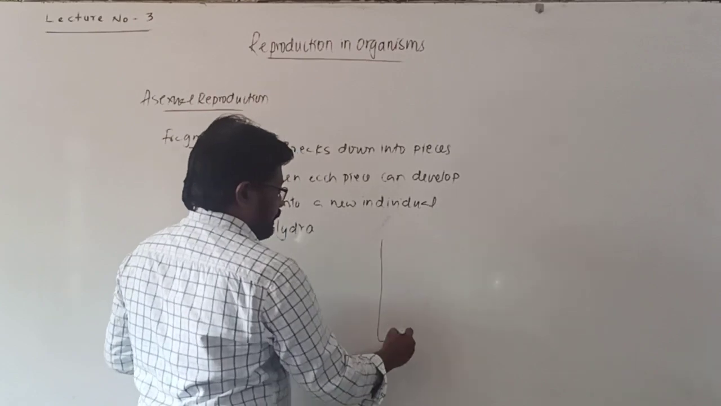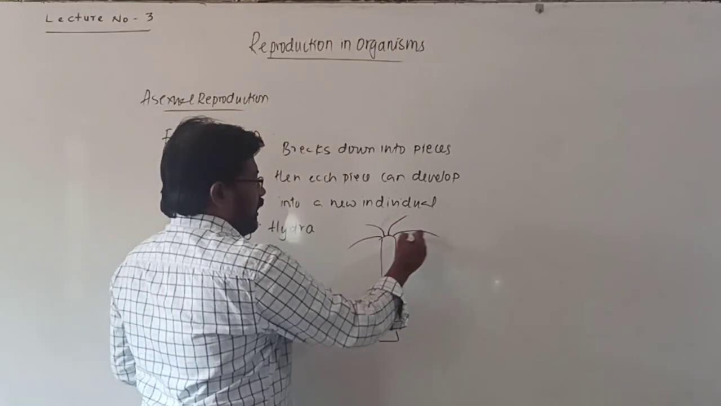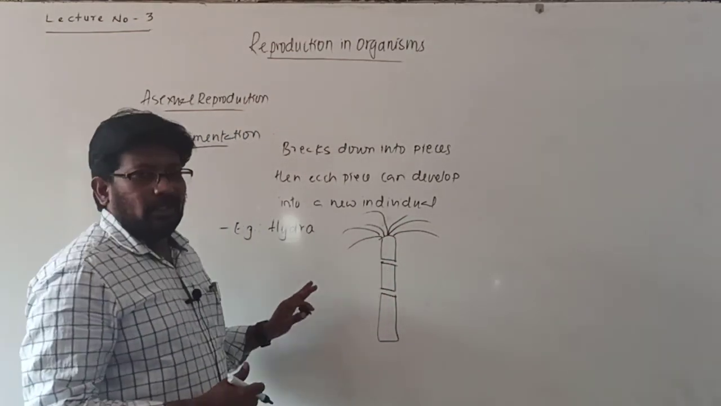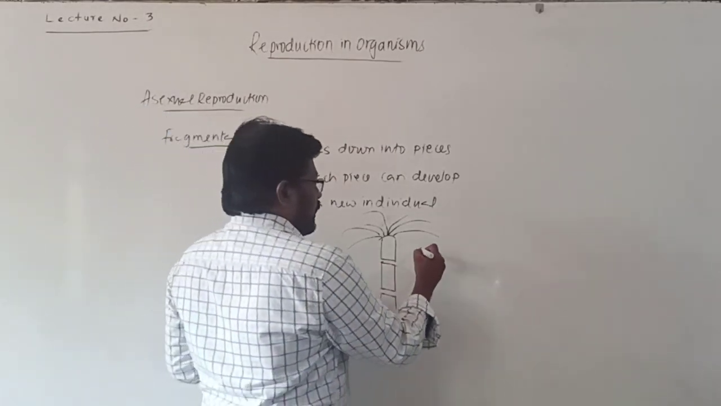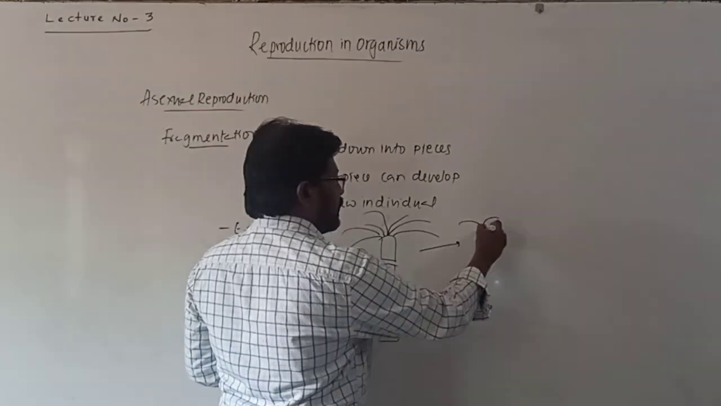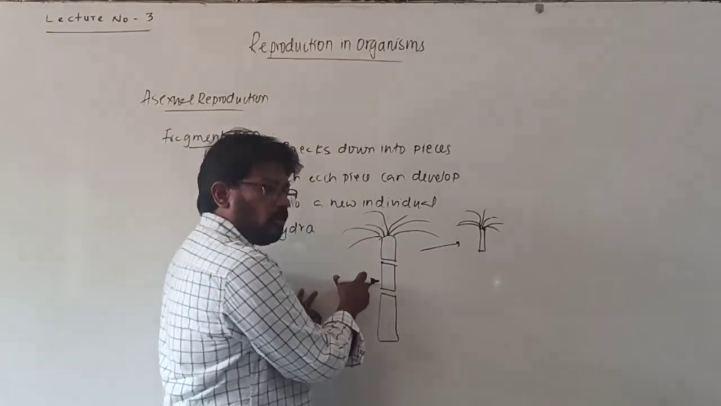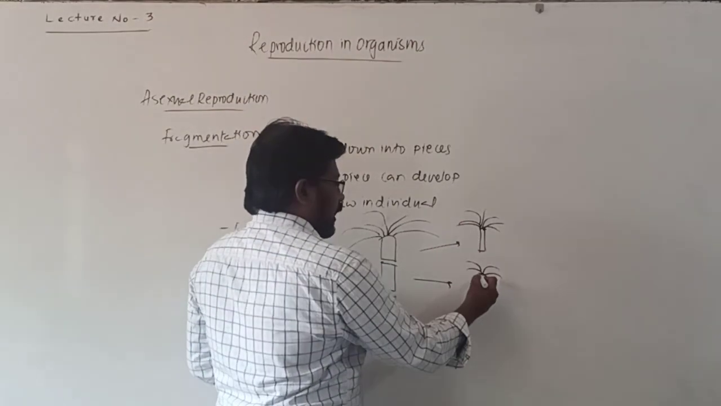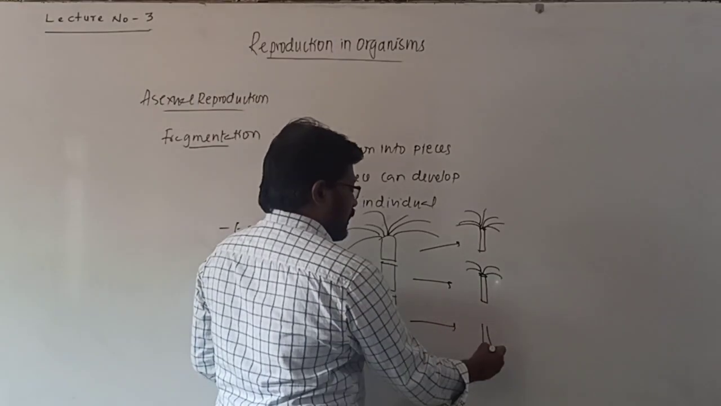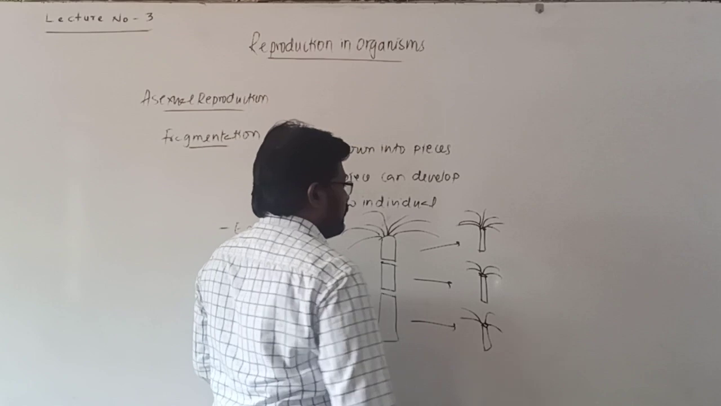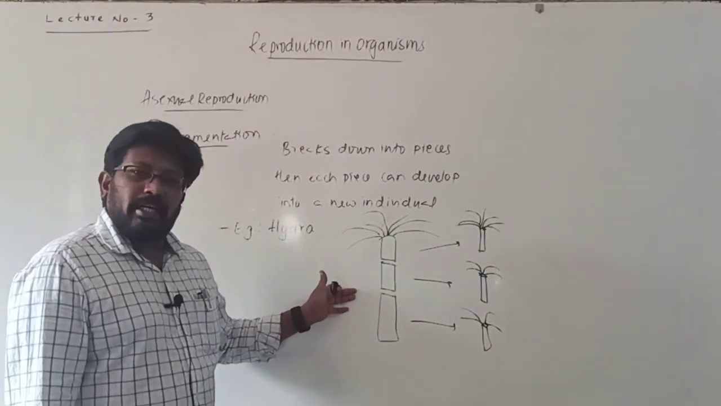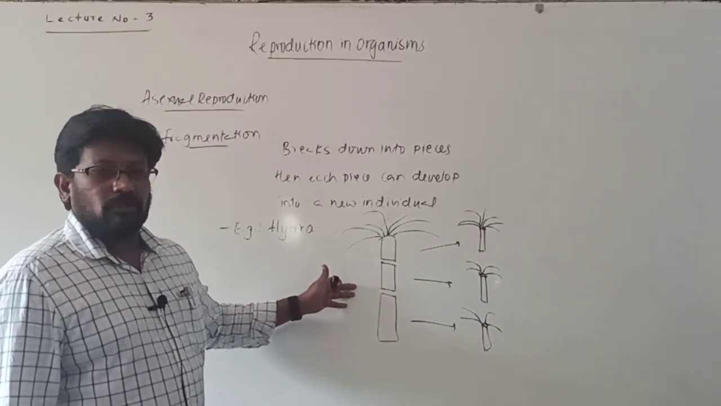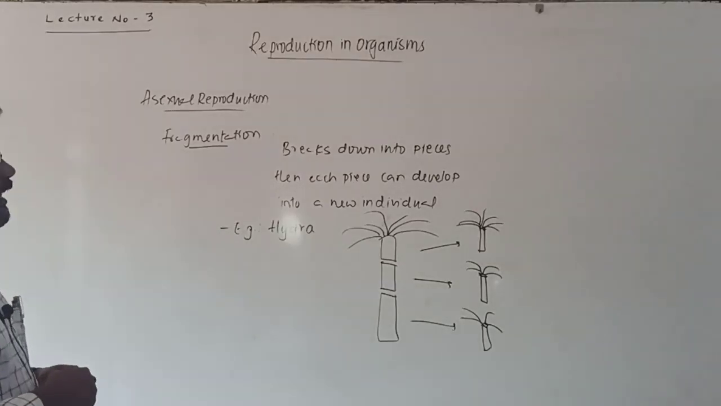So here Hydra, if its body gets accidentally cut into say 3 pieces, then each piece is going to develop completely. The rest of the portion which is lost will be regenerated, and then the part of the Hydra will become a complete individual. You can see here the Hydra body is divided into 3 parts, and each part has developed into a new individual. So this process we call fragmentation.